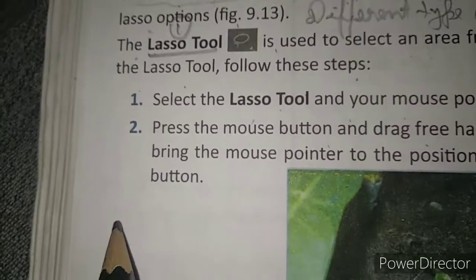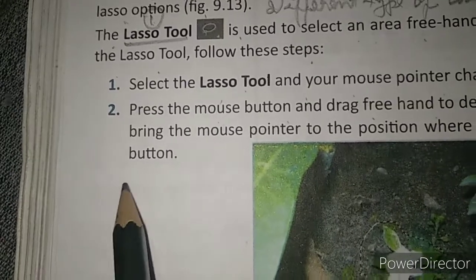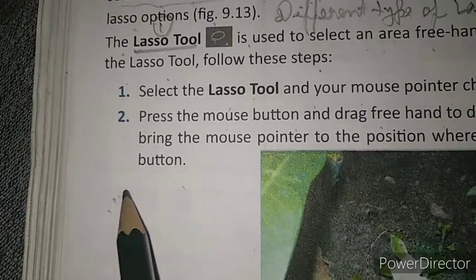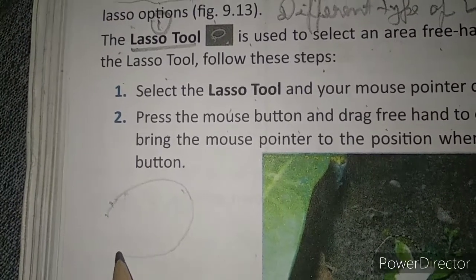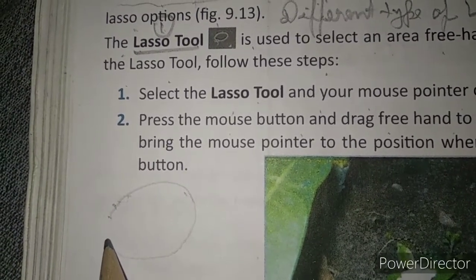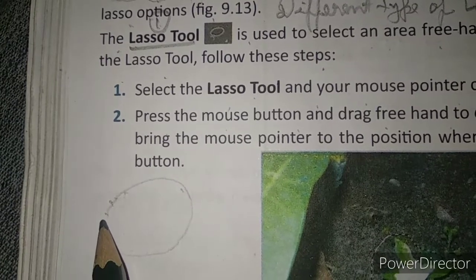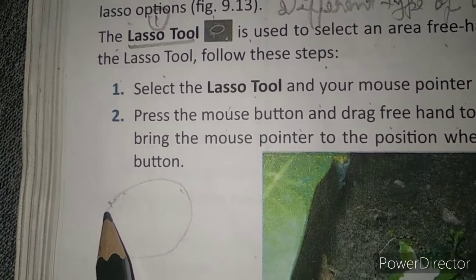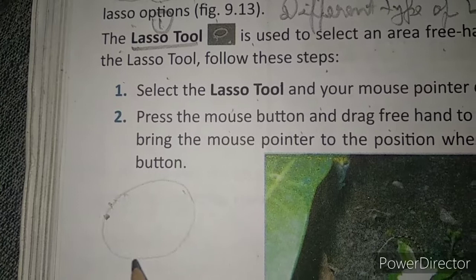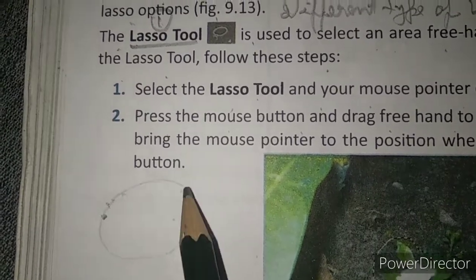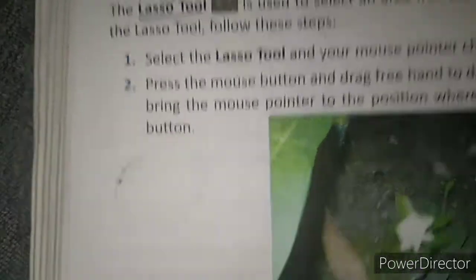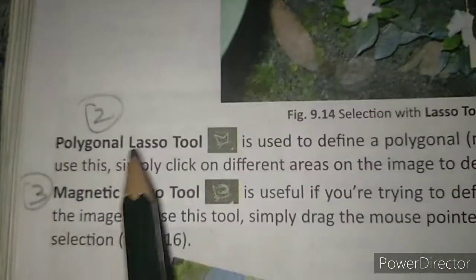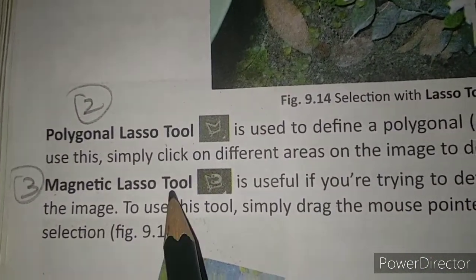Suppose you want to select this area, then you have to start from here and drag like this, and you will have to bring your mouse pointer again to the starting point. Likewise, this area will be selected, and this is how you can use the lasso tool. Now there are also the polygonal lasso tool and the magnetic lasso tool.